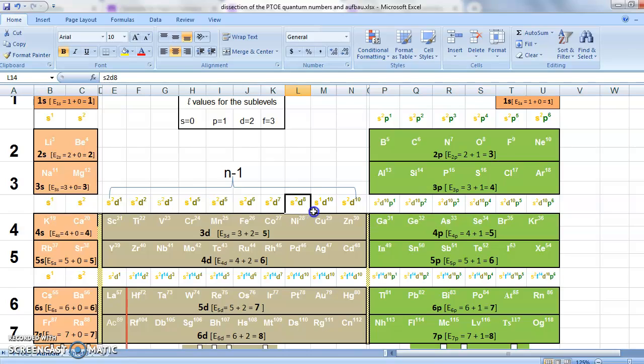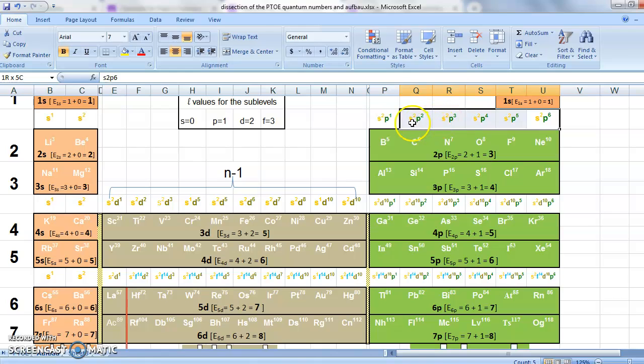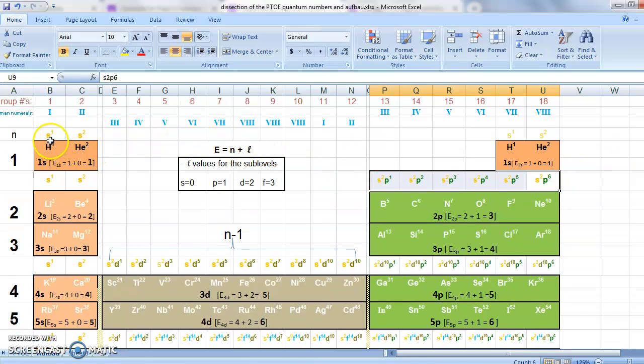So 2 and 8 is 10 electrons. 1 and 10 is 11 electrons. And then it's S2D10. Putting these numbers on down here is not essential. These numbers above do help you when you're doing electron configurations.